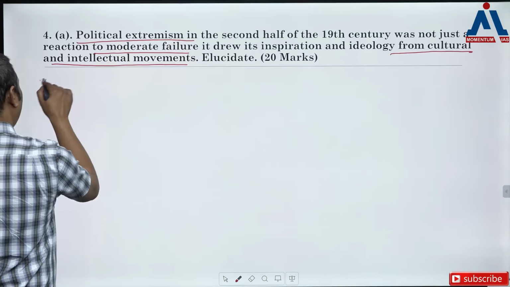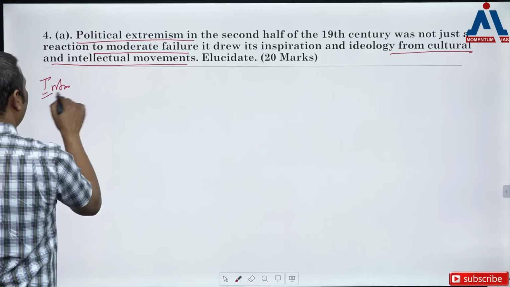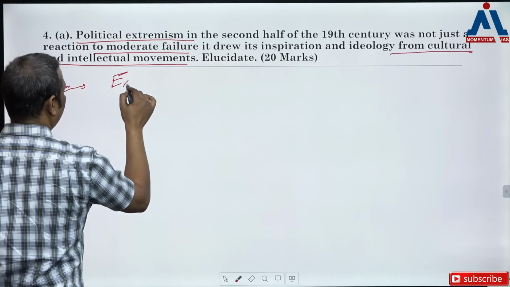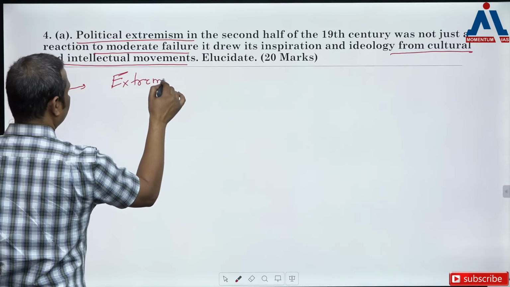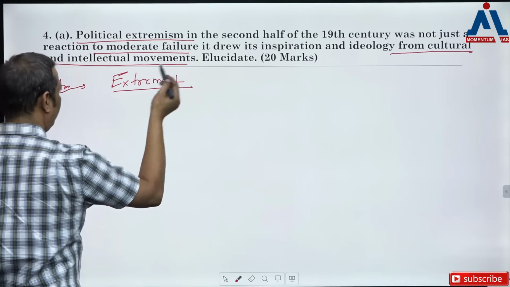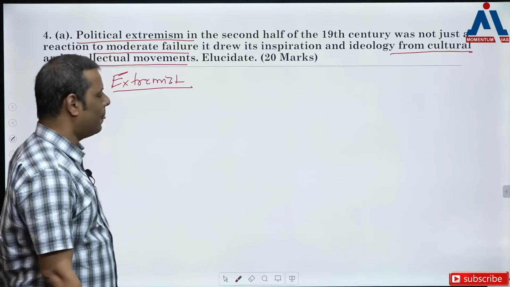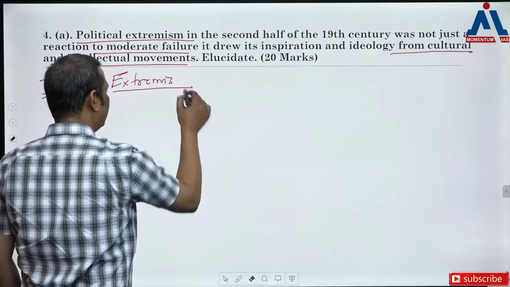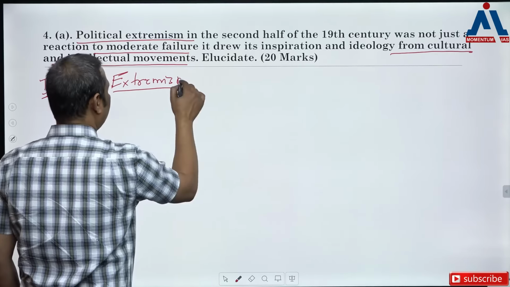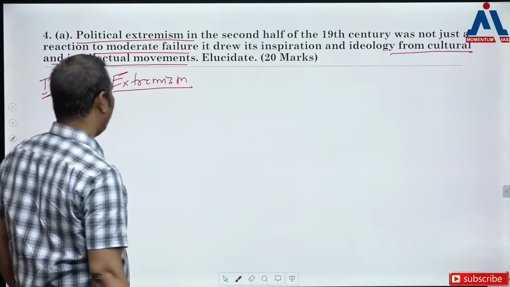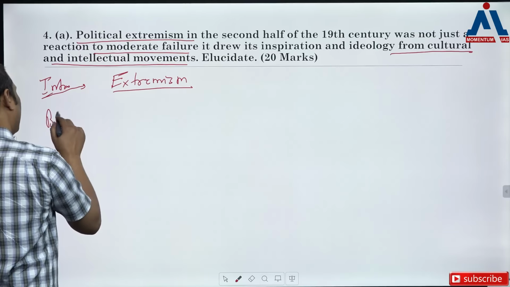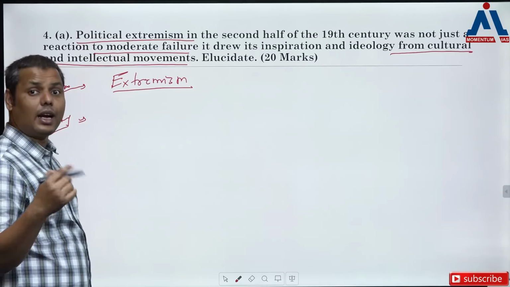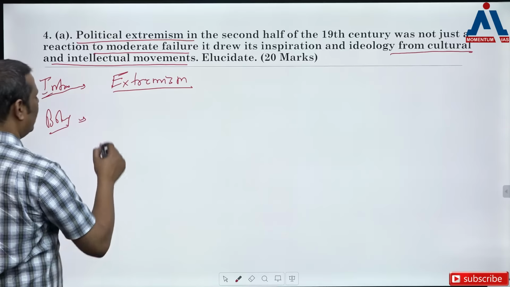So let's say when you write the introduction, you just give a brief introduction of the extremist ideas. It should be factual, there is no problem. What exactly this extremism was, you can write about that. Simply write what extremism is, okay? And then he'll go on to inquire what were the reasons behind the rise of this extremism. Okay? So there are two reasons.